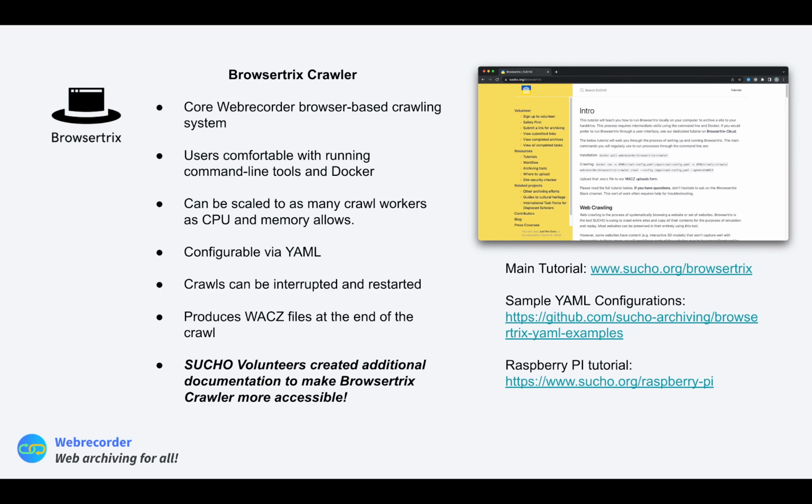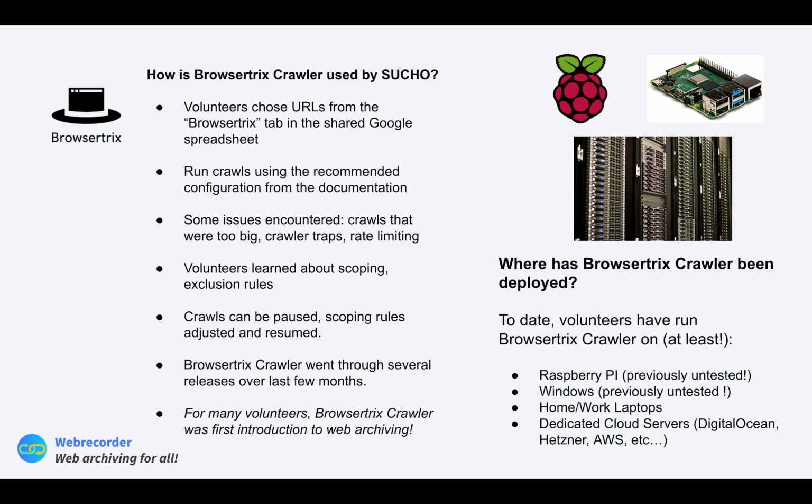There's some current documentation for it, but what was really great to see is that Sucho volunteers created additional documentation that made Browsertrix more accessible to new users. And there's a tutorial for Sucho on how to get started with Browsertrix. There is actually also a GitHub repository of sample crawl configurations, and there's even a tutorial for running Browsertrix on a Raspberry Pi. And so how is Browsertrix used by Sucho?